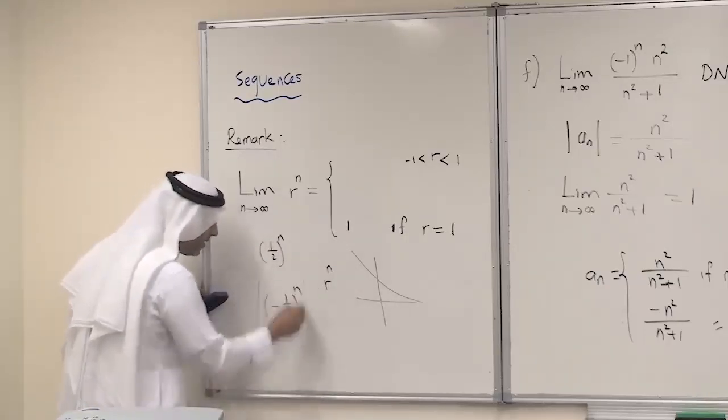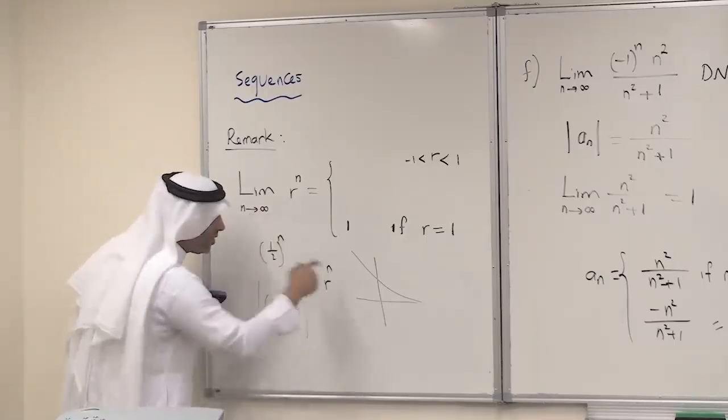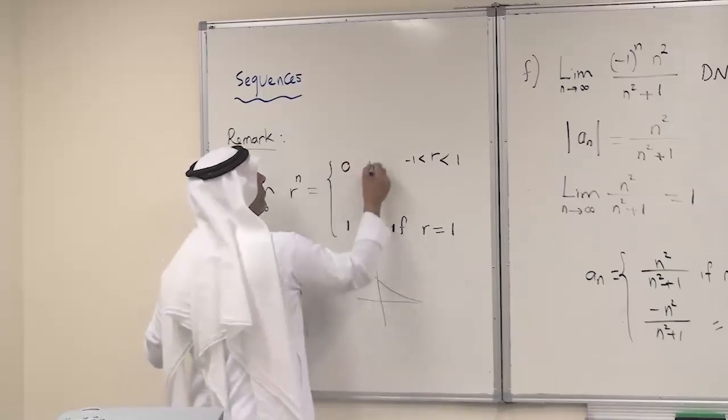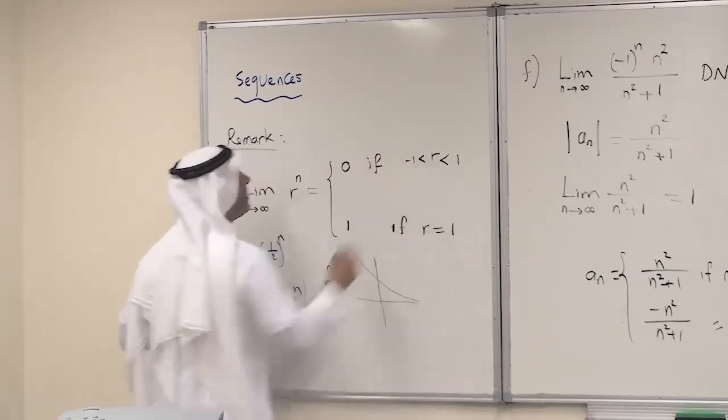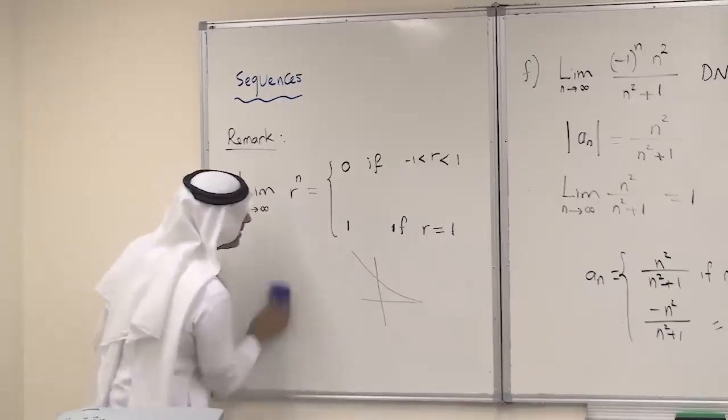If you take absolute value here, you are back here, 1/2 to the power n. 1/2 to the power n goes to 0, so this one also goes to 0. So the answer is always 0 if we have r between -1 and 1. More than this, what happens if r is greater than 1?